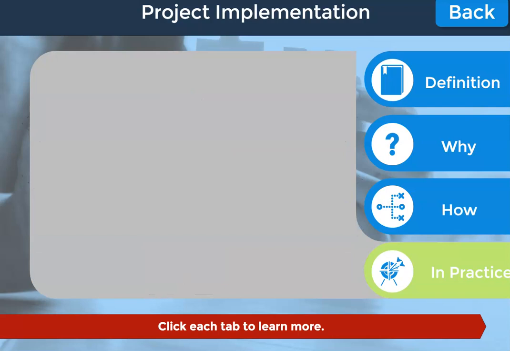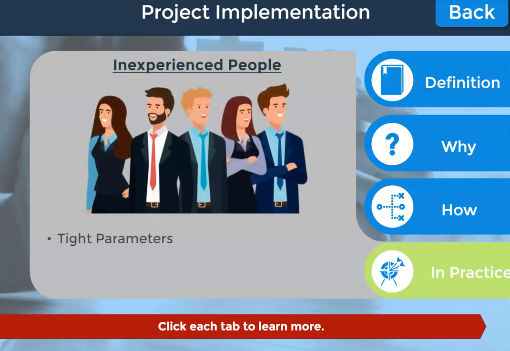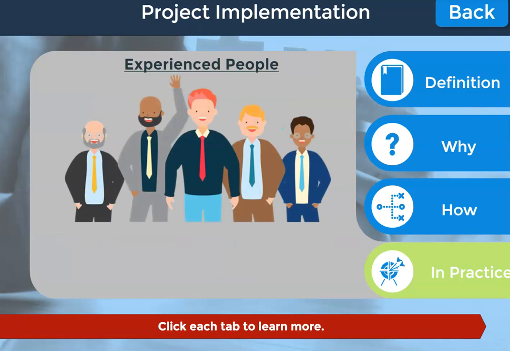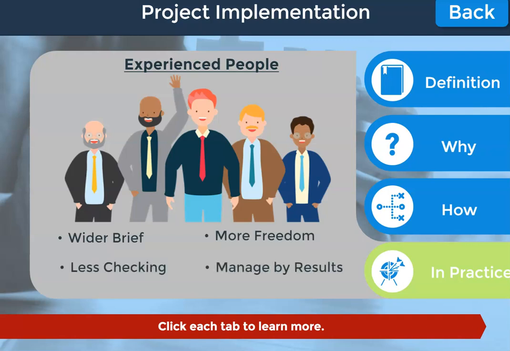One of the big challenges for a project manager is deciding how much freedom to give each delegated activity. Tight parameters and lots of checking are necessary for inexperienced people who like clear instructions. But this approach may not suit experienced, entrepreneurial, and creative people. They need a wider brief, more freedom, and less checking. Manage these people by the results they get, not how they get them.